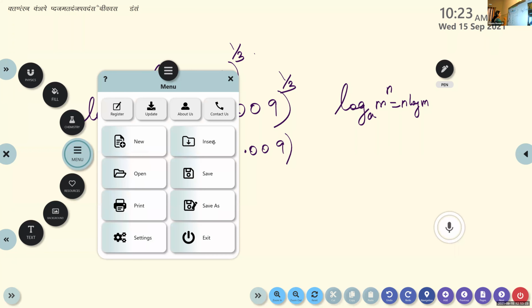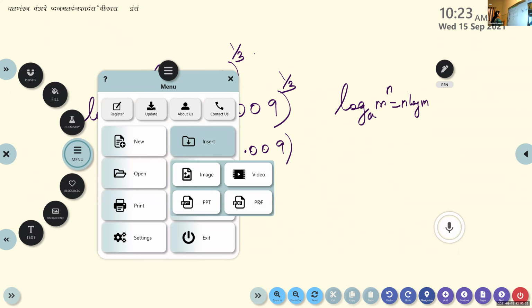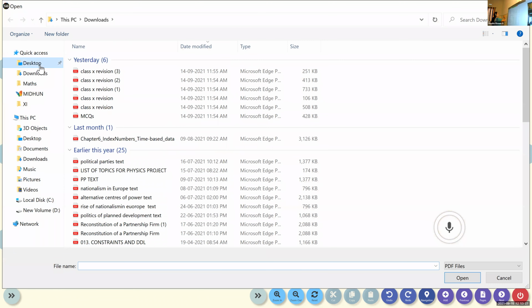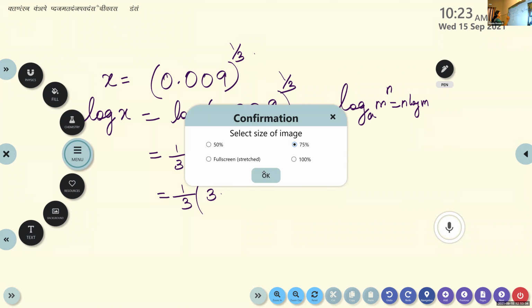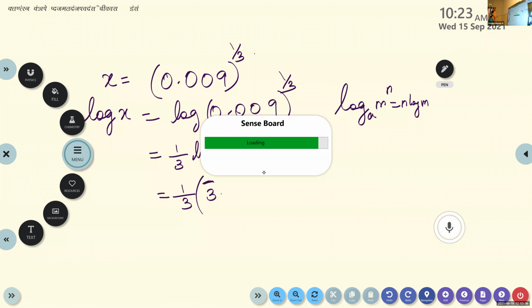From the table, calculate. What is log 9? Calculate and give me the answer.